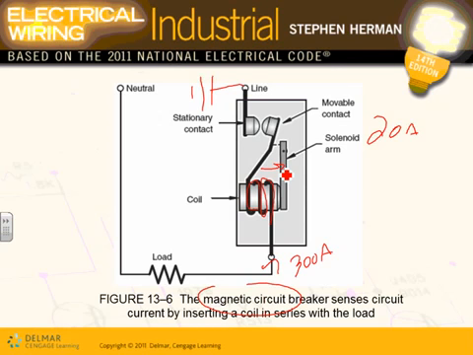If you have an overload, there's a heating element that slowly, gently heats these bimetallic materials and trips. Any comments, gentlemen, any questions about the magnetic component of a circuit breaker?